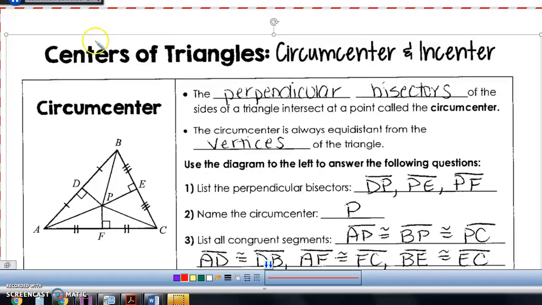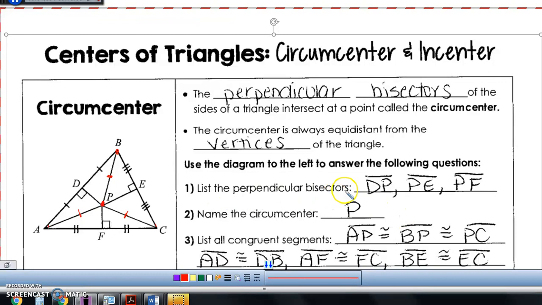Alright, so let's look and see what that means. That means from the vertex to the circumcenter, it is equal distance. So all of these segments here are equal distance from the vertex to the circumcenter. Okay, that's going to be important because you're going to have some practice problems like that. Alright? And then it says to use the diagram to list these things.